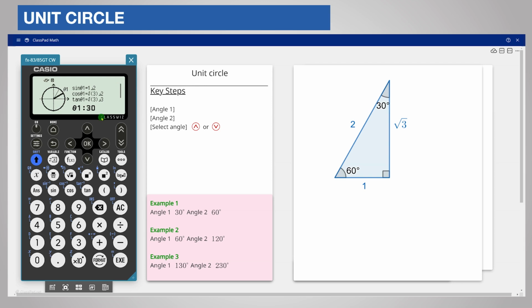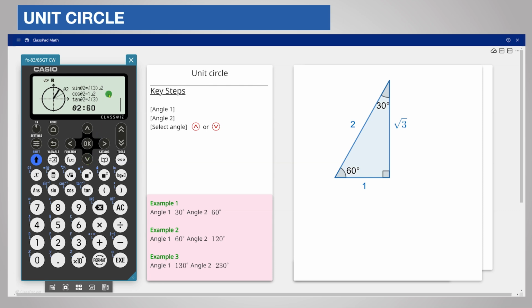Let's compare sine 30 degrees with cos 60 degrees. We can see from the display that sine 30 degrees is 1/2. Press either the up or the down scroll key to see the angle of 60 degrees. We can see that cos 60 degrees is also 1/2.